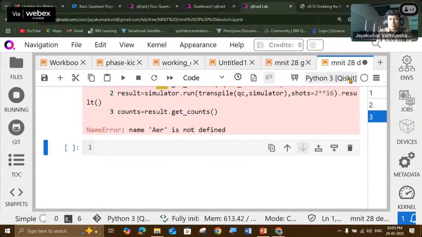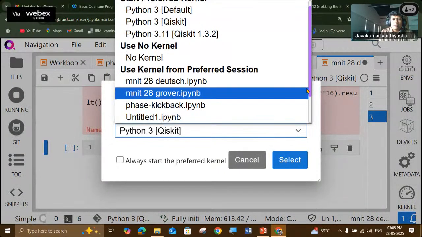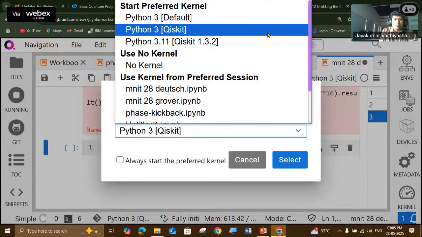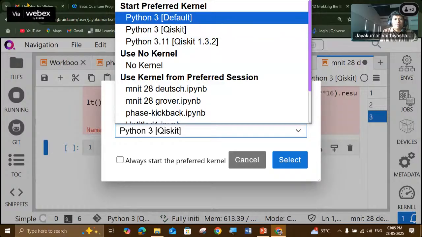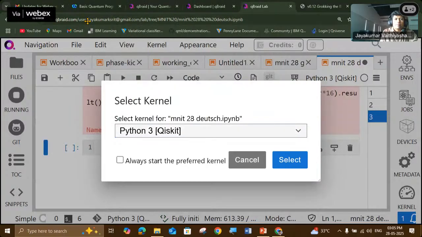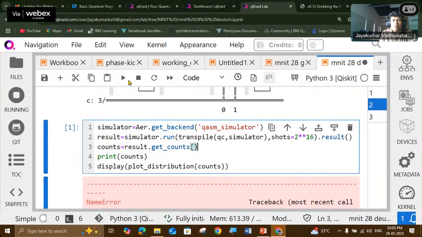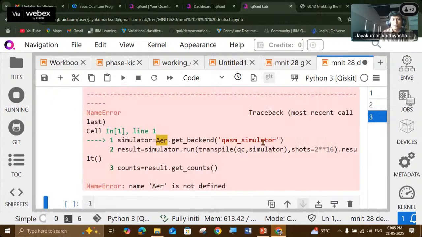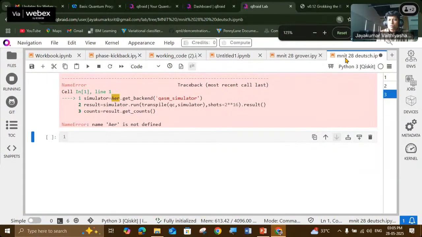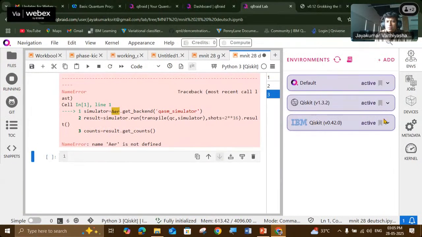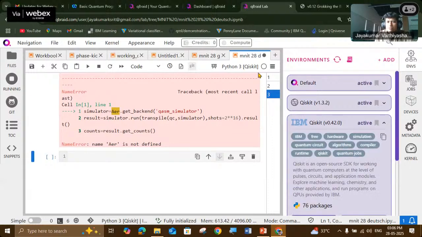So here we need to select the kernel. What I did, I used the previous version. Here it is not defined. So if you are getting this problem, what you can do, go to environment and try to select this previous version.